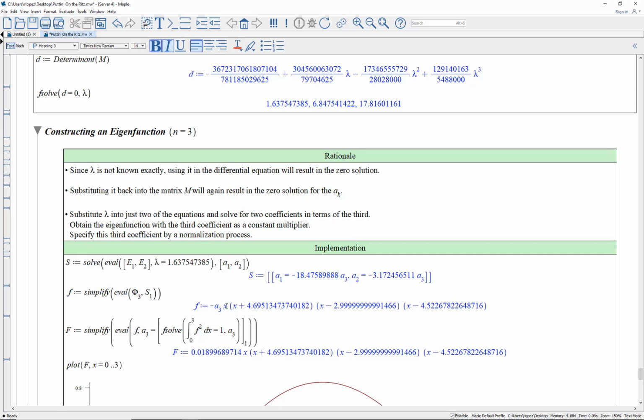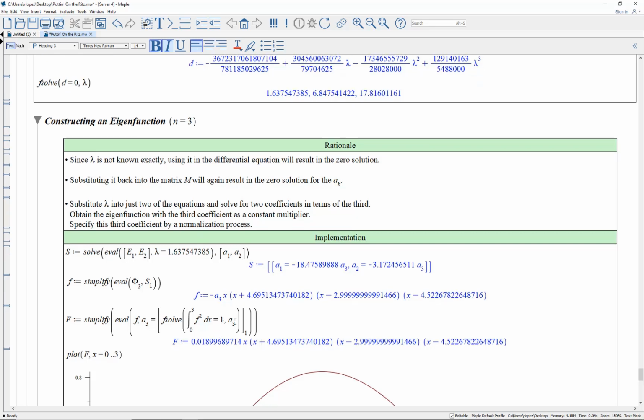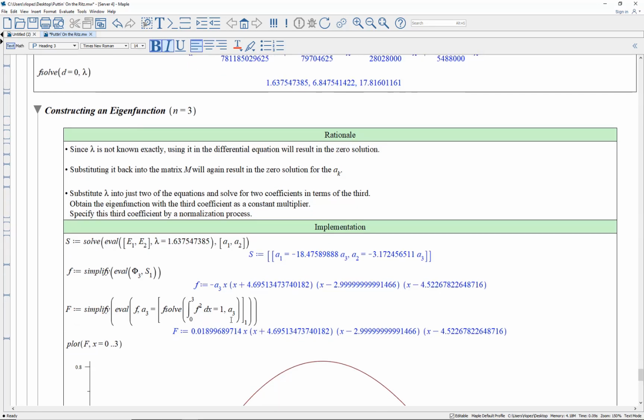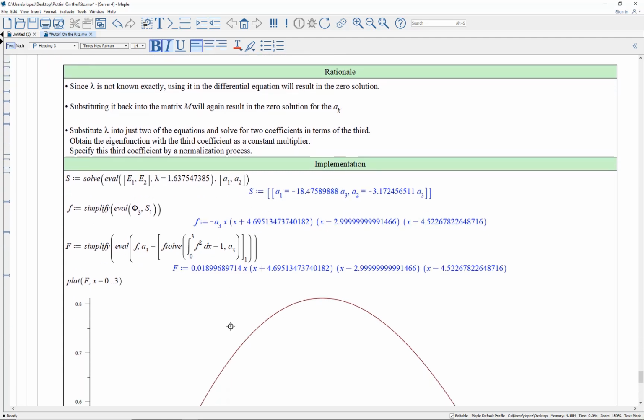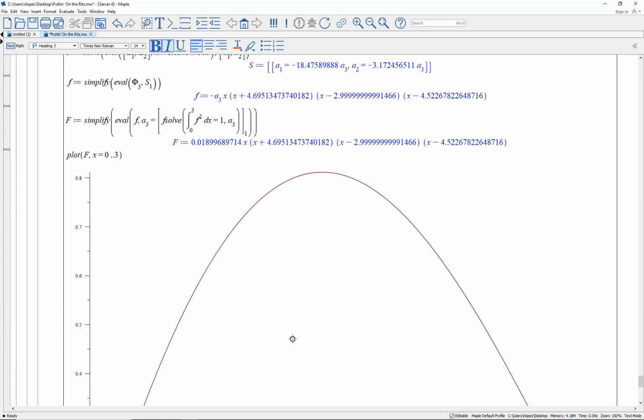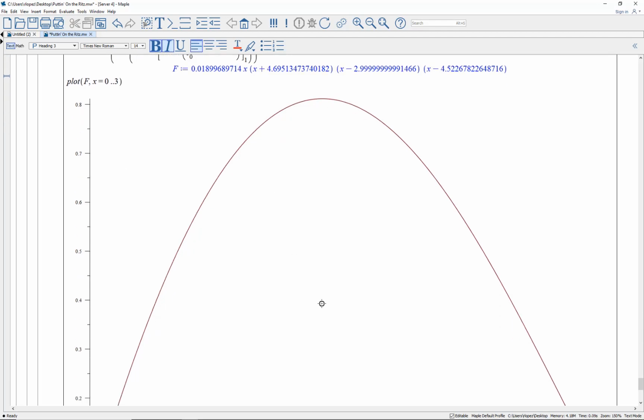You have the solution given in terms of this multiplicative constant A3. Let's normalize it the same way that we normalized earlier. Use L2 normalization. And this is a graph of that approximate eigenfunction. And you notice that it goes up close to 0.8.